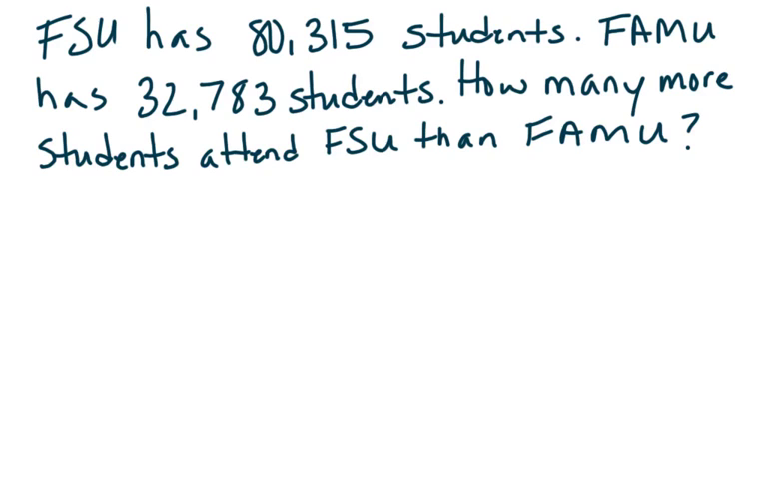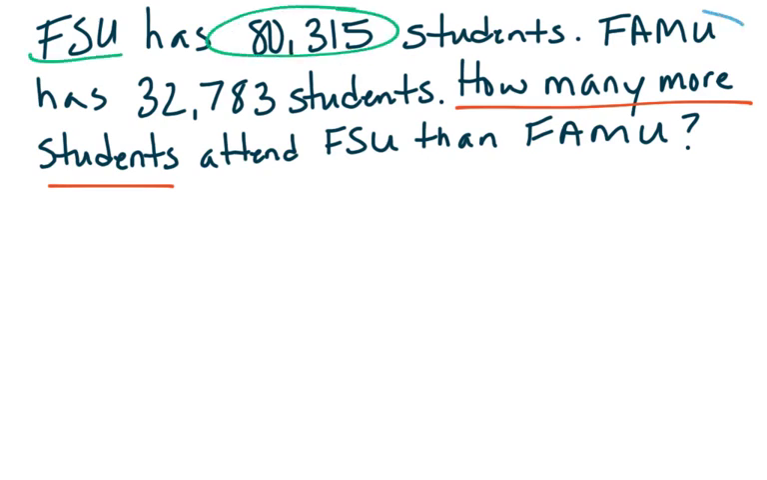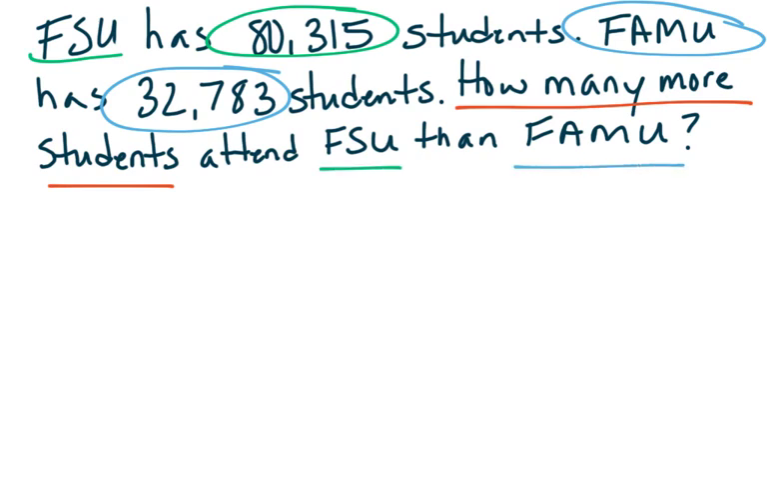Okay, this problem, our question that we need to answer is how many more students? When we see how many more, it's generally going to be a subtraction problem. That's one of the good keys to look at. But we really want to make sure by taking a look at all of our steps. So FSU has, and this is just an estimate, Miss Ike made these up, 80,315 students. That's FSU. And then FAMU, they have 32,783, and I want to know how many more attended FSU than FAMU.